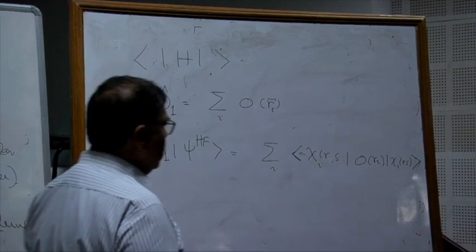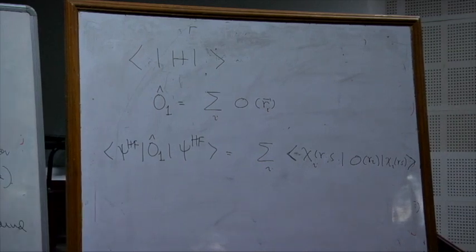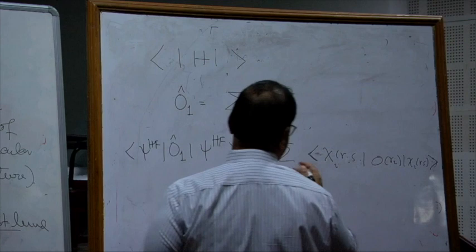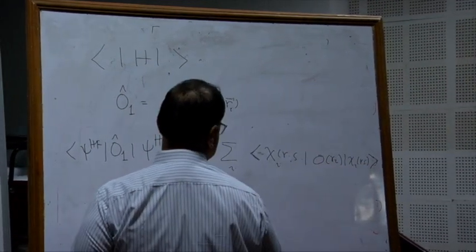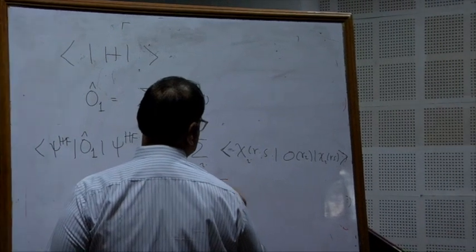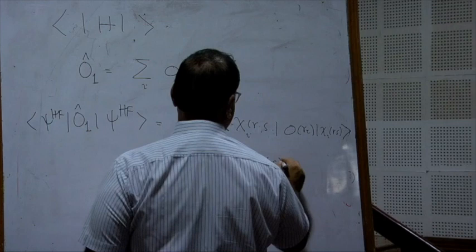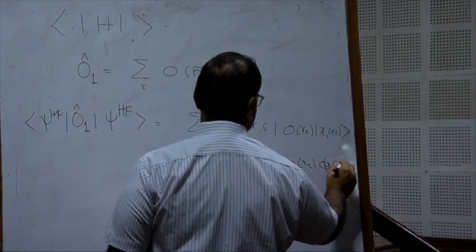Now, for each single particle, the alpha or beta spin wave function is the same. So, when you sum over that, that always gives you 1. So, you can write this as a sum over i of only the space part, phi_i, O, phi_i.